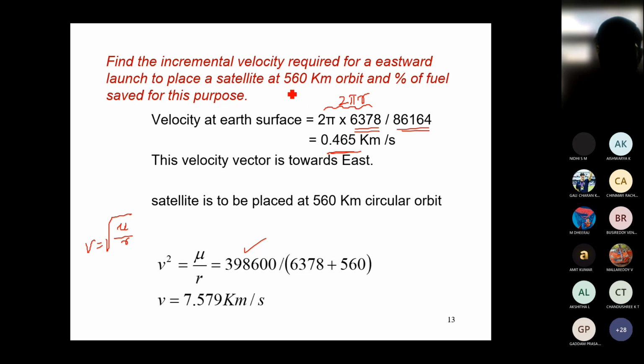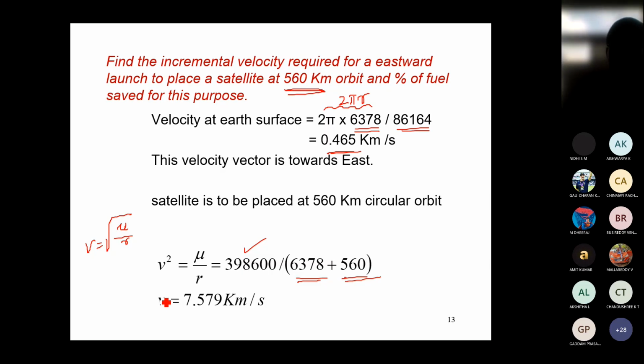We are launching the satellite at a 560-kilometer orbit. So 560 km means from the surface of the earth. That means from the center of the earth, how much will it be? You have to add the radius of the earth. So the radius of the earth plus the distance from the surface of the earth is the orbital radius of the satellite when we launch it at this particular orbit. In this way, we can calculate the velocity.